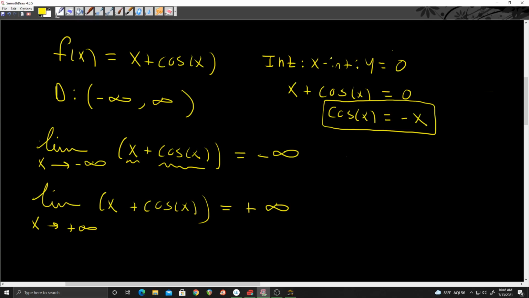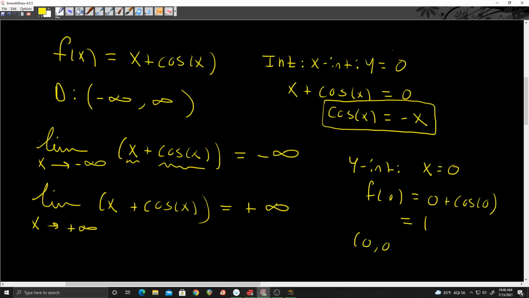And let's do the y-intercept, right? That's got to be easier, yeah? Y-intercept is going to happen when x is 0. Okay, so if I do f of 0, I'm just going to get 0 plus cosine of 0, and hopefully we all remember what the cosine of 0 is, yeah? Cosine of 0 is going to be 1. So we get 0, 1. Sorry about that, everybody. The point 0, 1 is on the graph of f. Okay. All right. Now, let's jump in to some calculus.